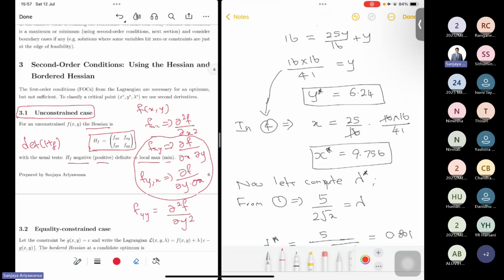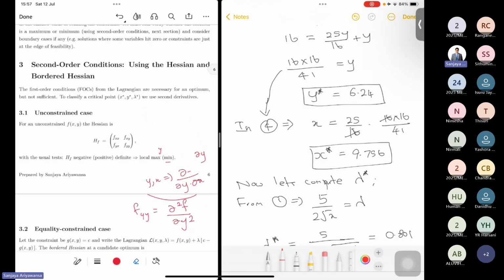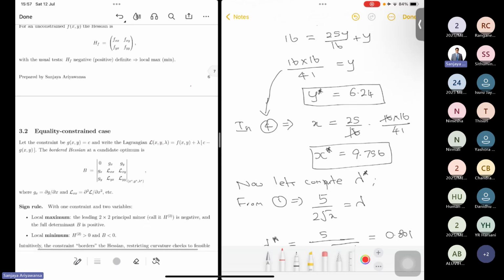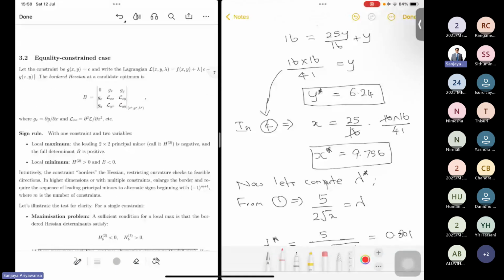That's what we had in an unconstrained case. Now, in the case of a constrained optimization, which is what we are interested in, we have something called the bordered Hessian, very similar to the Hessian matrix, but we are introducing certain other things. Now, in this case, we have a constraint function. We wrote down the Lagrangian in this particular format.